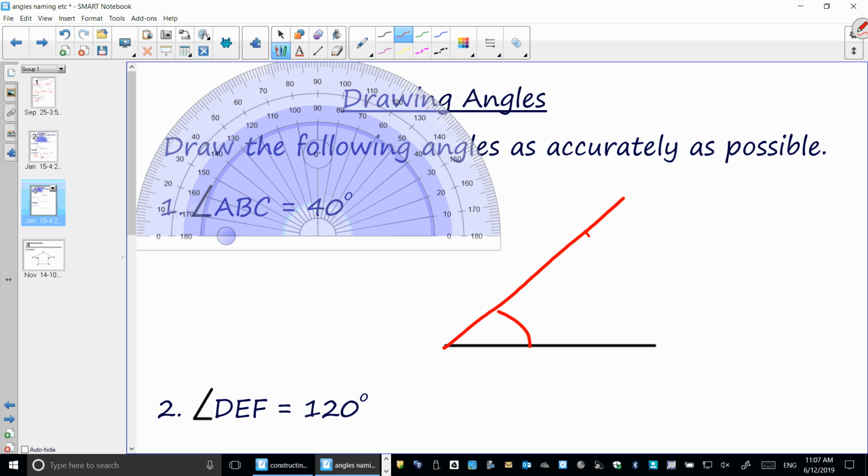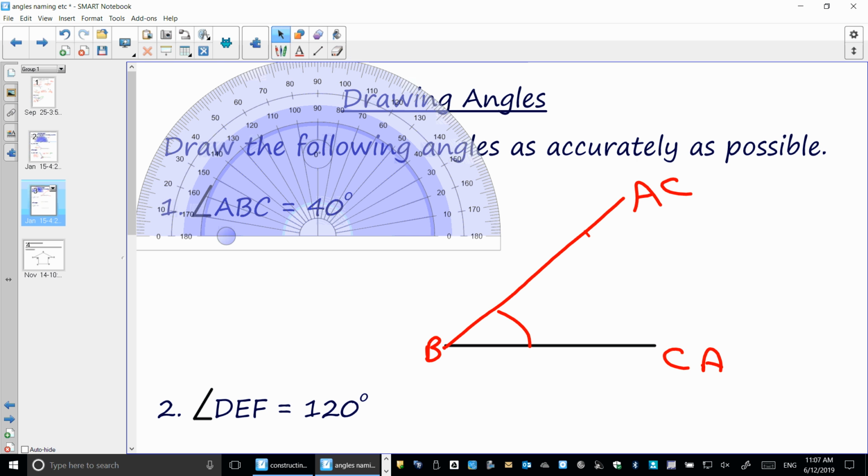You have to write A, B, C. Actually, do you know what? We're going to. So you could choose if this is A, this is B, this is C, or this is A, this is B, this is E. B has to be in the middle. 40. Alright, now you're going to do the 120.